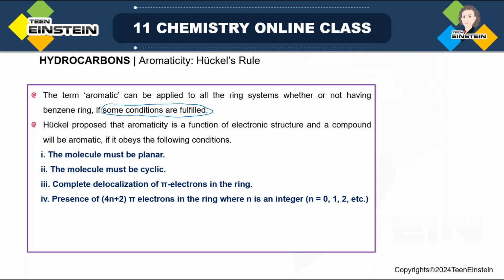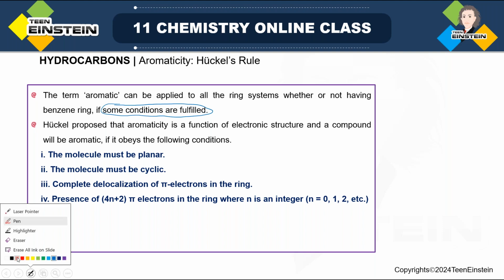The first condition: the molecule must be planar. Okay, because when we talk about aromaticity, it is all about the stability because of delocalization of electrons. And delocalization of electrons is only possible if the molecule is planar. So if it is not planar, how will the delocalization take place? That is why it must be planar. Then the molecule must have a cyclic ring structure.